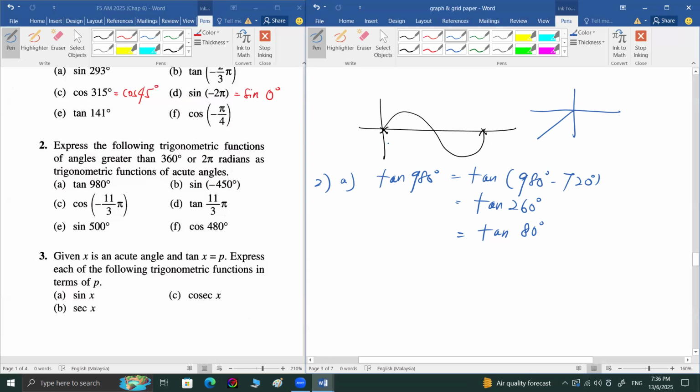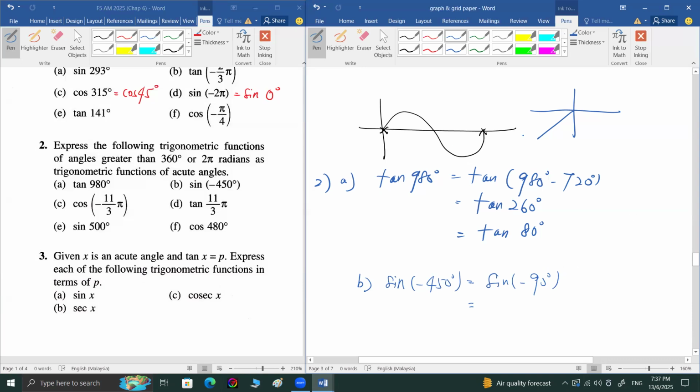Okay, what about B? I look at B. I show you one more. So we know that it's more than 1 round. 450 minus 360, we got 90. 90, class. Okay, so 90 for sine, then 90.